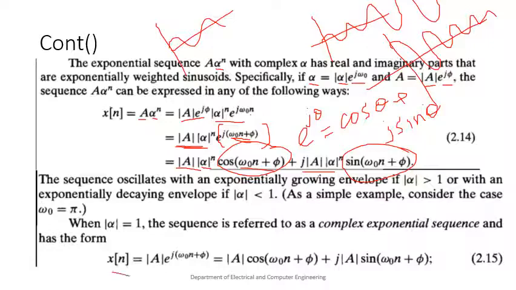So x of n is equal to, we have alpha 1 here, so a magnitude e raised to power j omega naught n, this is equal to a magnitude cos of omega naught n plus j sine of omega naught n. So this is just our complex exponential with no increasing and decreasing.